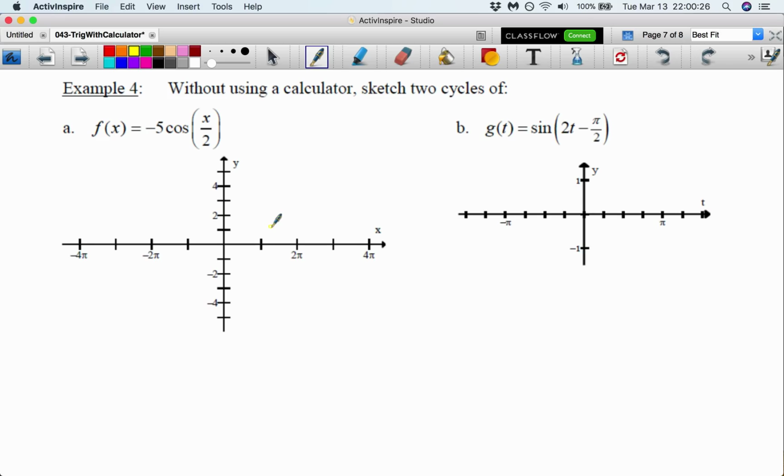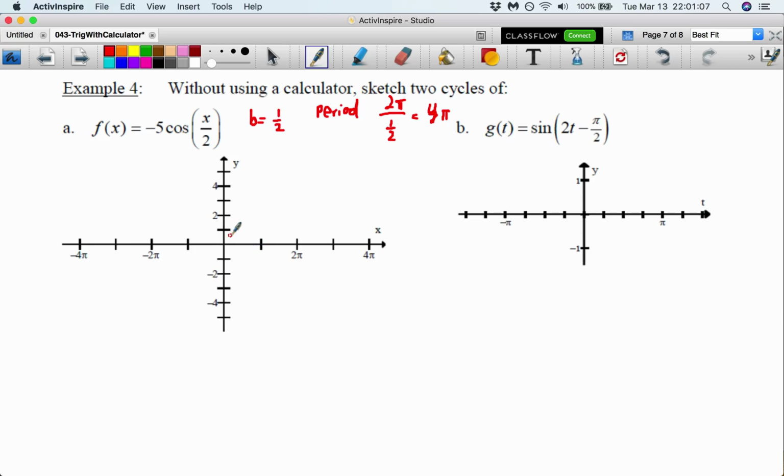So, how do we sketch the graph without a calculator? The first thing I would notice here is that my insides are dividing by 2. So b equals 1/2. So my period is 2 pi divided by 1/2, or it's 4 pi now. So it's going to take 4 pi for things to repeat.